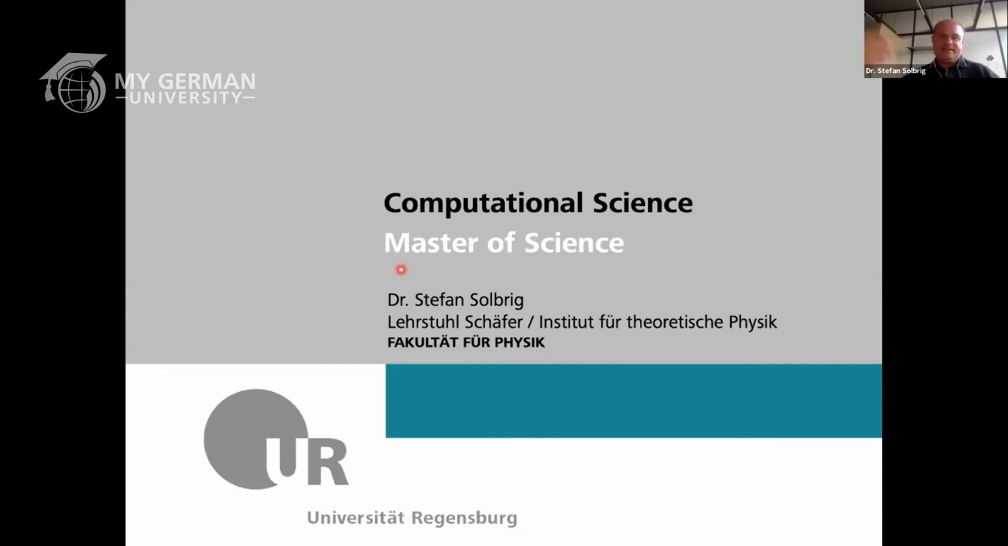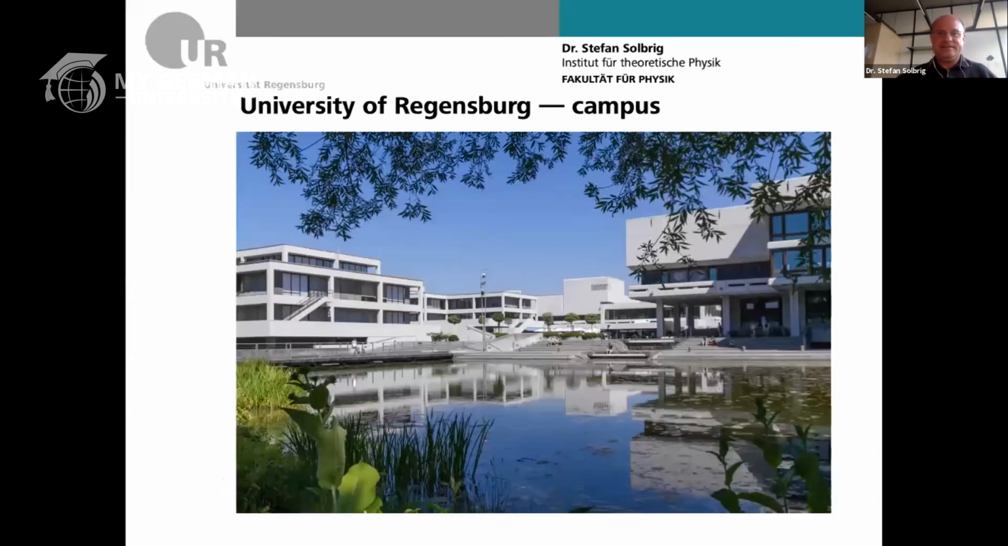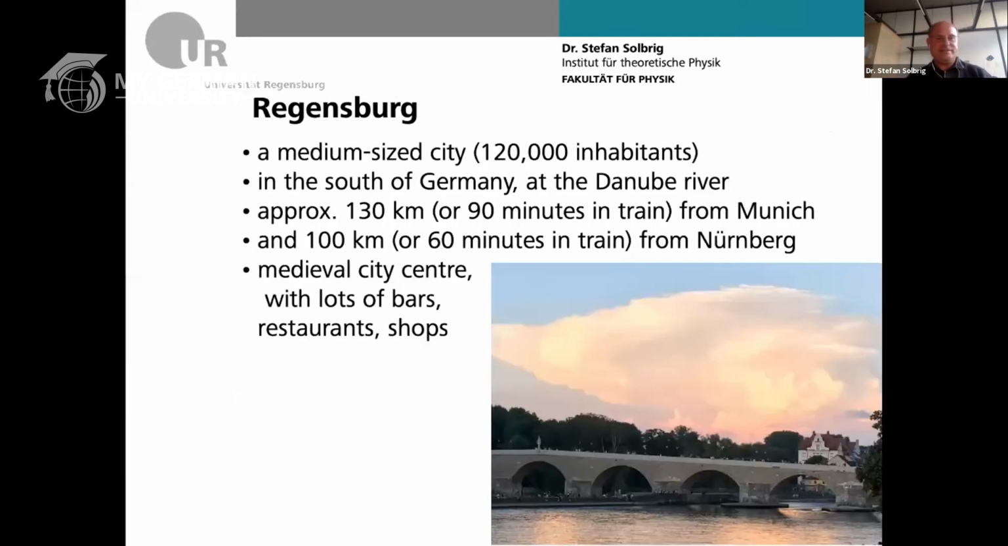Okay, so I'm presenting the program of computational science at the University of Regensburg. Here's an impression of the campus. It's a modern campus built in the late 60s, 70s. Regensburg is a medium-sized city in the south of Germany, as you already saw on the map, on the Danube River, as you see in the picture. It's in between the cities of Munich and Nuremberg, which you might know. Munich from the football club, and Nuremberg for the Swedes. And it has a very nice medieval city center with lots of bars, restaurants, and shops. So it's the place to be in the evening.